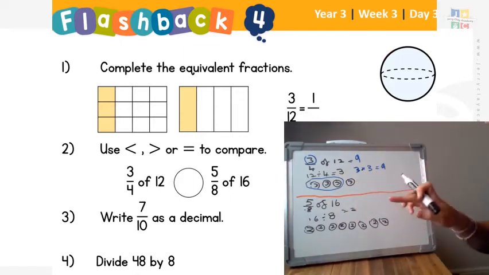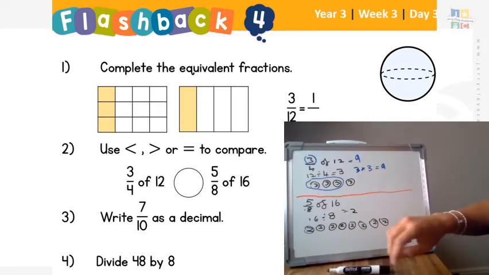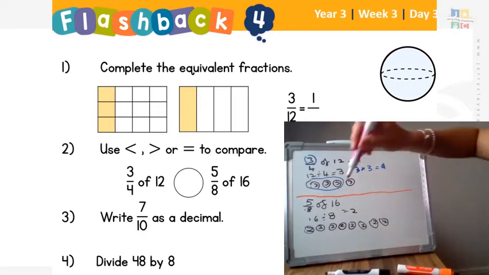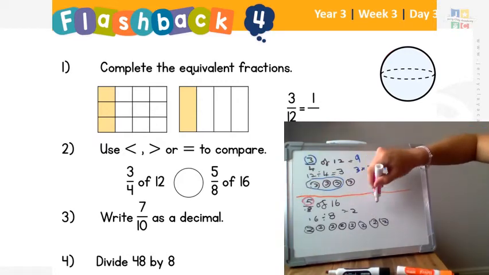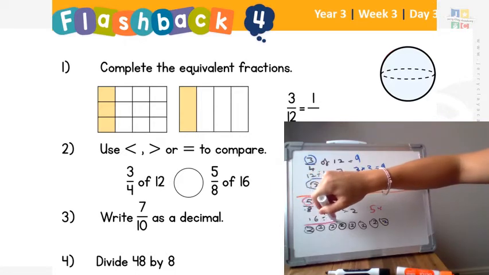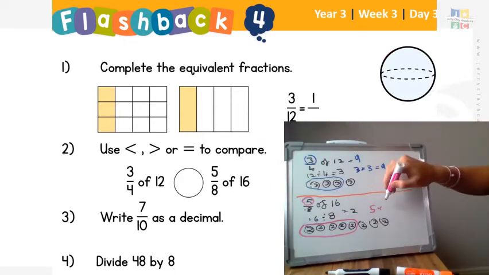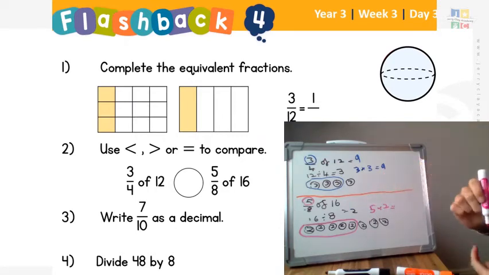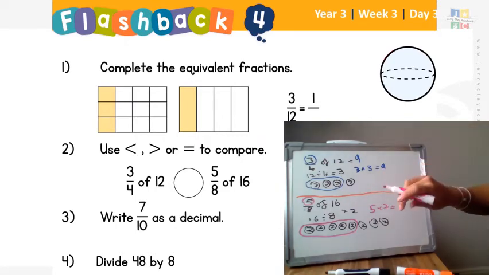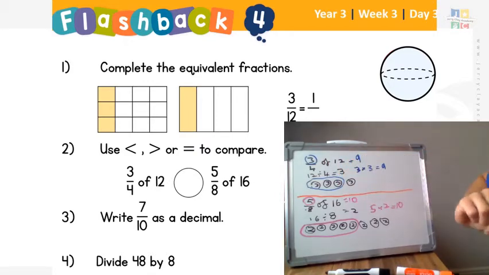So however, my answer is not going to be 2, because if I now look at the question, the question is asking for 5 parts. So I want to know 5 lots of, so 1, 2, 3, 4, 5. How many is in each part? Well, there's 2 in each part, so I'm going to do 5 times 2, which I would get my answer of 10. So my answer would be 10.